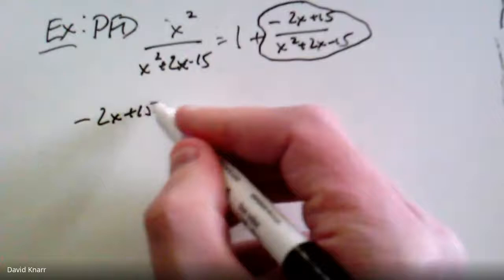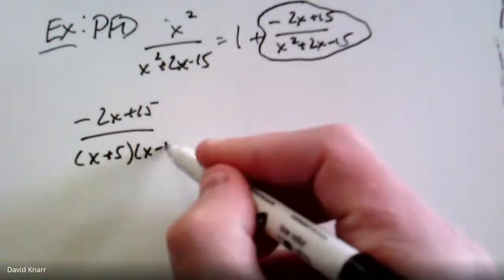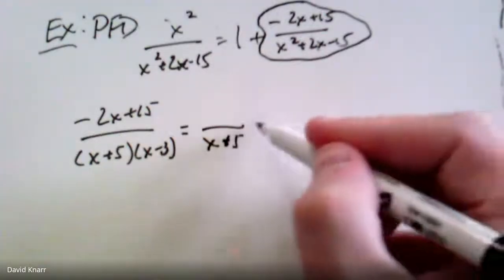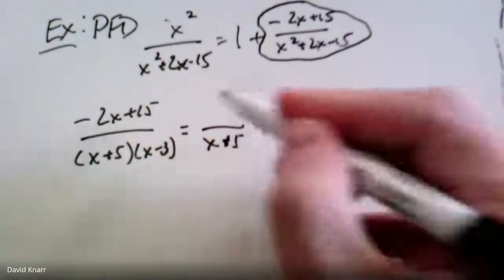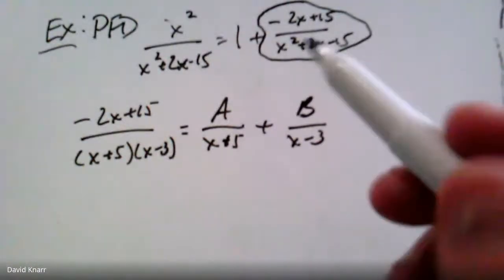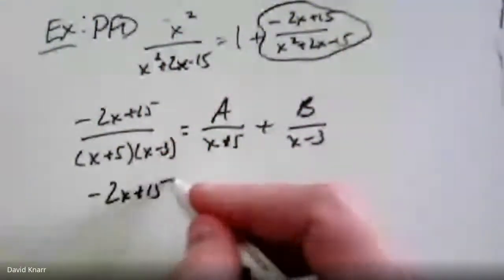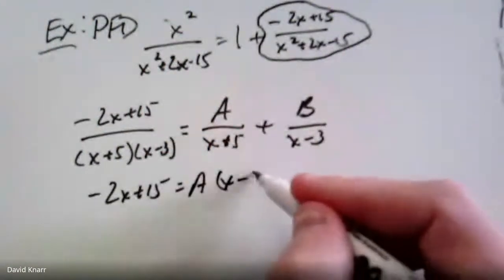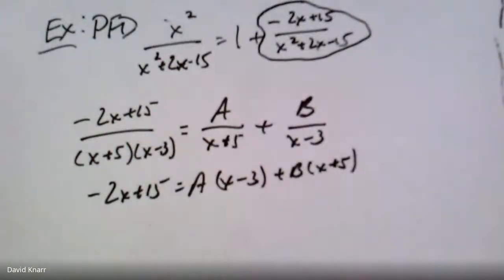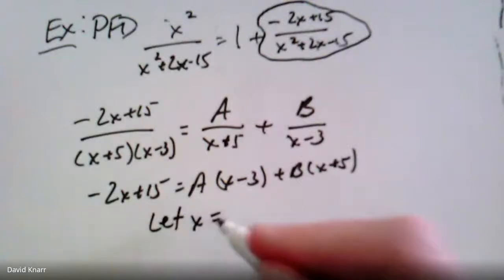We have -2x plus 15. The bottom factors, x plus 5, x minus 3. So we're going to have an x plus 5 in the denominator, an x minus 3 in another denominator, an A and a B. And we have a negative 2x plus 15 equals A. This one needs an x minus 3. The B needs an x plus 5. And here we go.